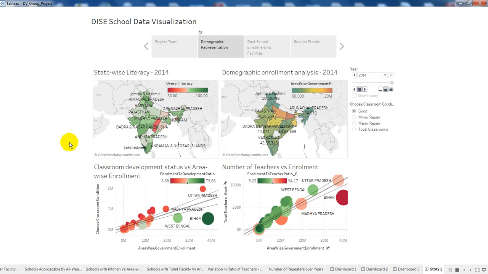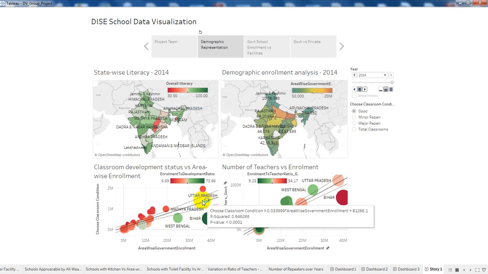Let's move on to the next one, which is regarding the classroom development status versus area-wise enrollment. In this case, we will analyze whether the classroom condition is an important factor for enrollment of students. If we look into Bihar, it has an enrollment to development ratio of 73.66, which is very high, which means that for a classroom with good classroom condition, the number of students enrolling into the classroom is 73.66, which is a very good number.